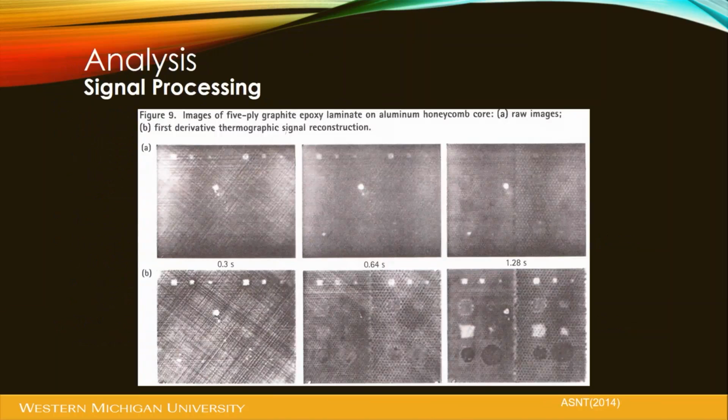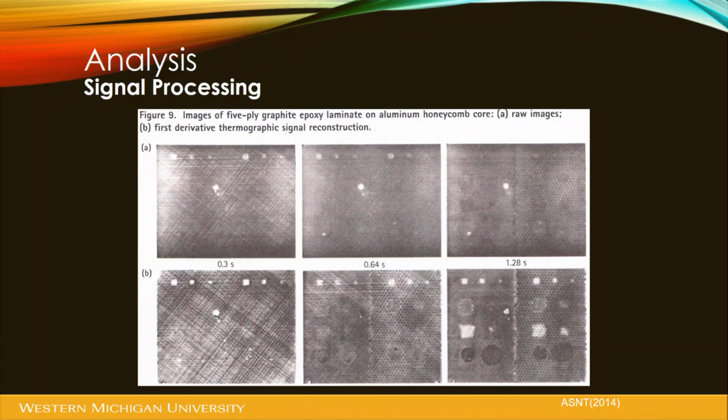So, an example of signal processing. This is a 5-ply graphite epoxy laminate on aluminum honeycomb. You've got aluminum honeycomb structure with graphite, carbon fiber, on top and bottom. These images were taken using a flash method, where they do a quick flash of light, that's your excitation, and then pictures are taken right after. So you're talking about very, very minute changes in object temperature: 0.3 seconds, 0.6 seconds, 1.28 seconds after the flash. A single flash, a bunch of pictures all within a second and a half.